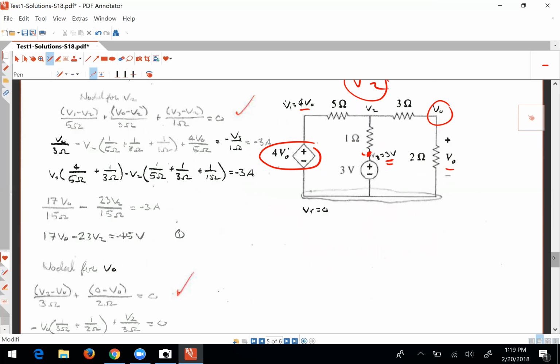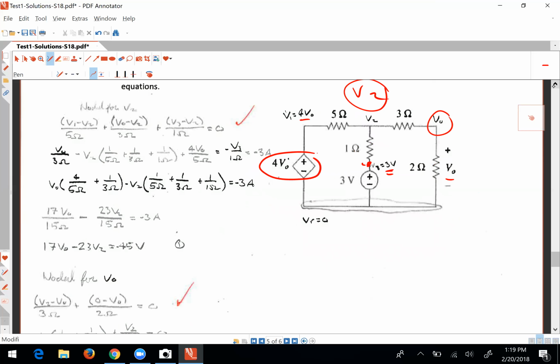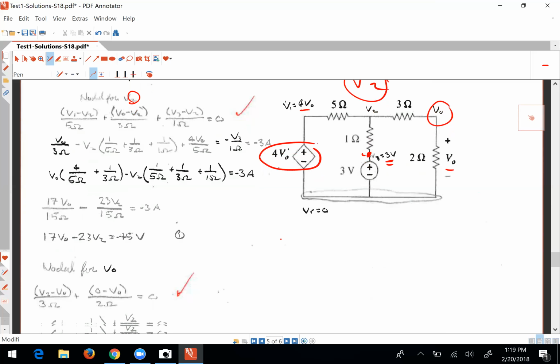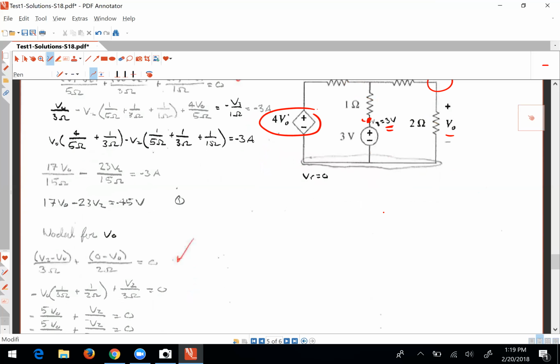So that's a key part of the problem solution, figuring out what these node labels should be, right? You can't just name them anything if there are constraints with voltage sources. You've got to name them after the voltage source that's tied to those nodes. But once you do that, it becomes very mechanical. You do a node equation for V2, and a node equation for VO.